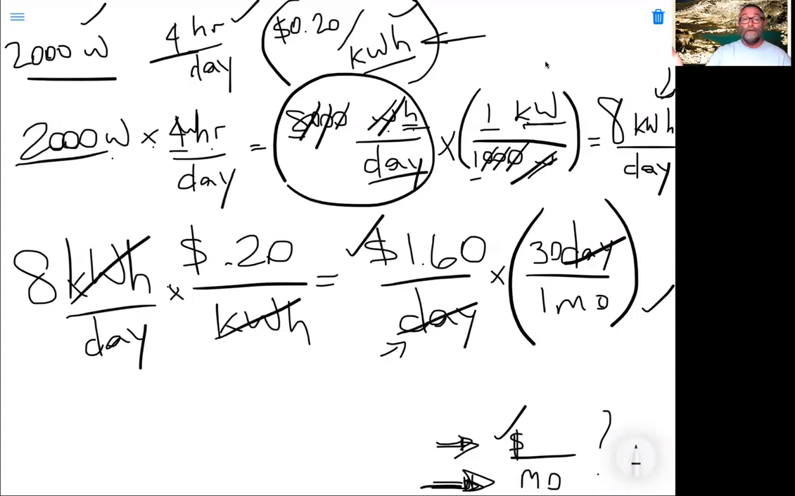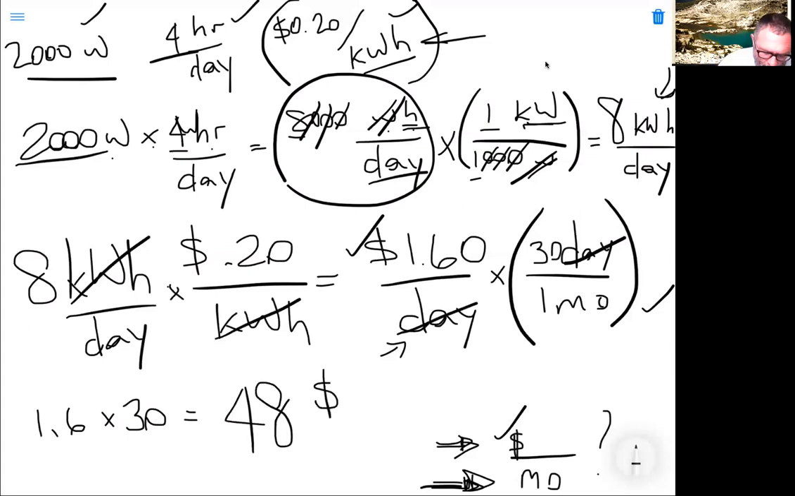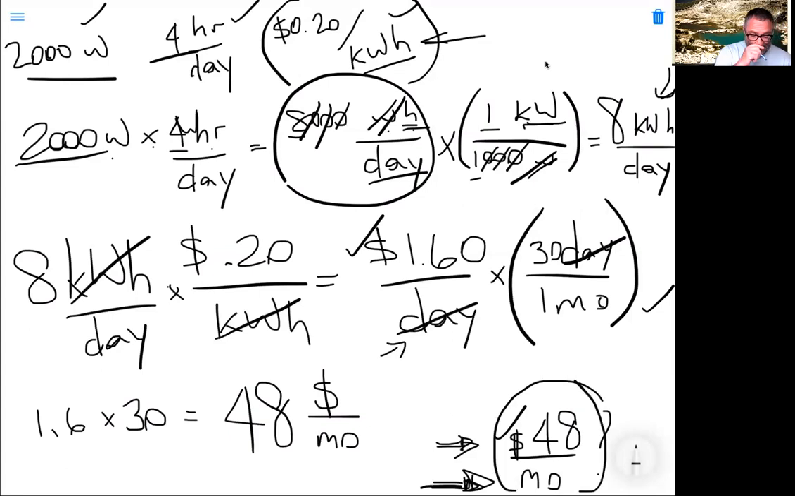That's what it was asking, right? The question says, what's your monthly cost? Dollars per month. So 1.6 times 30 is 48. $48 on top, month on the bottom. That's our answer. We're spending 48 bucks per month on this large television that runs 4 hours a day.